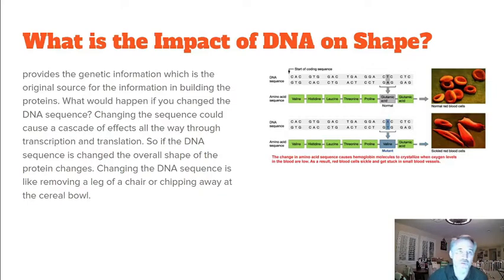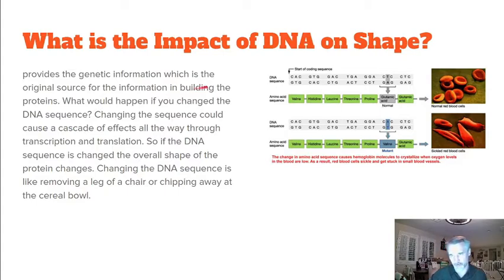So what is the impact of DNA on shape? DNA basically provides the genetic information, which is the original source of all the information in the building of proteins. So what would happen if you changed the DNA sequence? Changing the sequence could cause a cascade of effects all the way through transcription and translation. So if we have a mutation in our DNA and it changes the sequence or the code, then it would also change the sequence or the overall shape of the protein. Changing the DNA sequence is like removing the leg of a chair or chipping away at a cereal bowl.